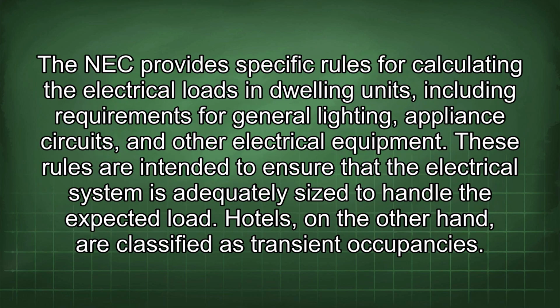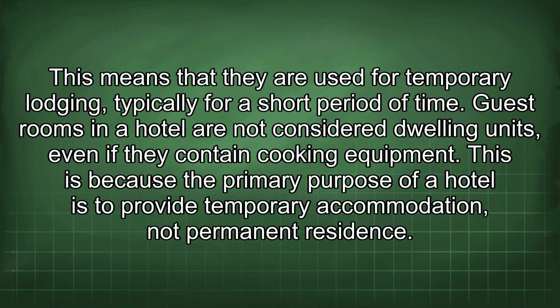The NEC provides specific rules for calculating the electrical loads in dwelling units, including requirements for general lighting, appliance circuits, and other electrical equipment. These rules are intended to ensure that the electrical system is adequately sized to handle the expected load. Hotels, on the other hand, are classified as transient occupancies. This means that they are used for temporary lodging, typically for a short period of time. Guest rooms in a hotel are not considered dwelling units, even if they contain cooking equipment. This is because the primary purpose of a hotel is to provide temporary accommodation, not permanent residence.